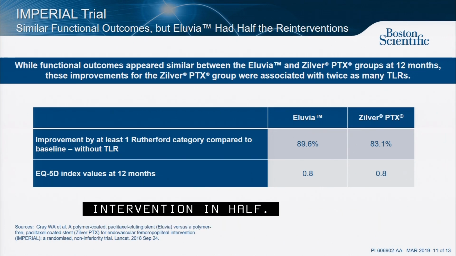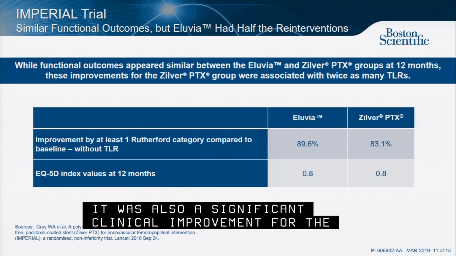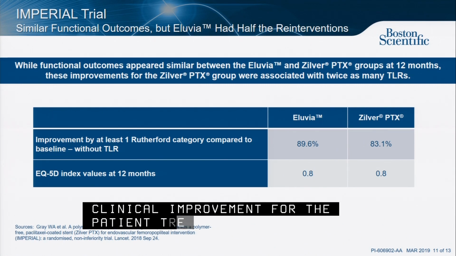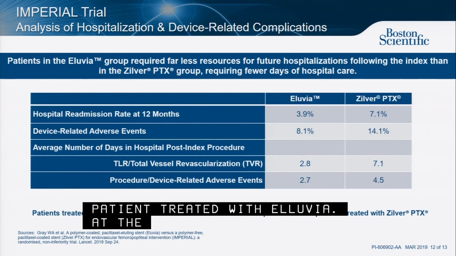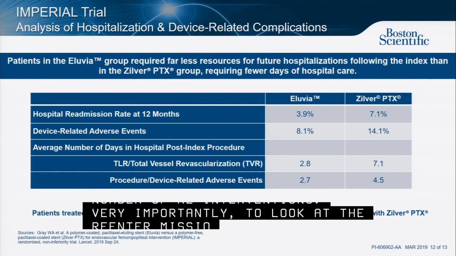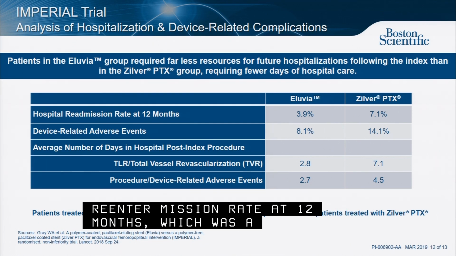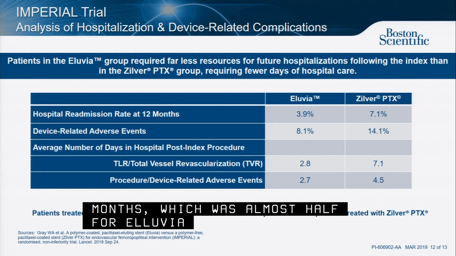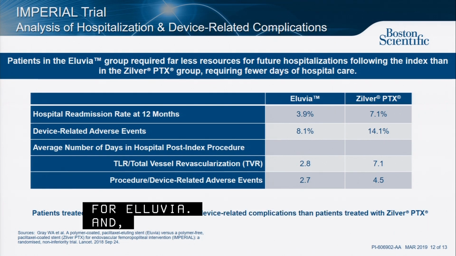There was also a significant clinical improvement for the patients treated with Eluvia. There was a significant improvement with Silver PTX, but at the expense of twice the number of reinterventions. And very importantly also is to look at the readmission rate at 12 months, which was almost half for Eluvia compared to Silver PTX, and the adverse events related to the device were also substantially lower with the Eluvia drug-eluting stent.